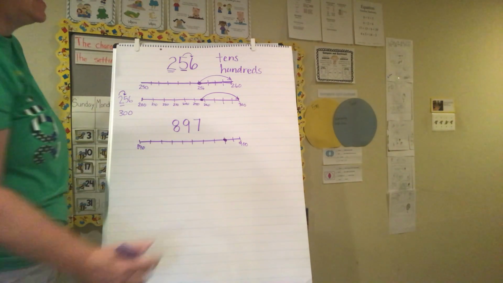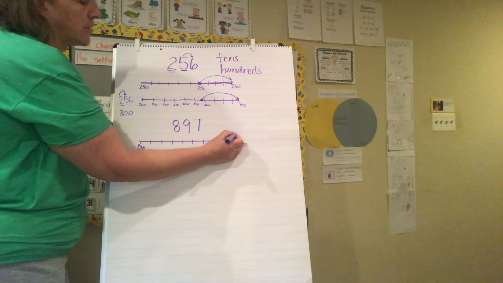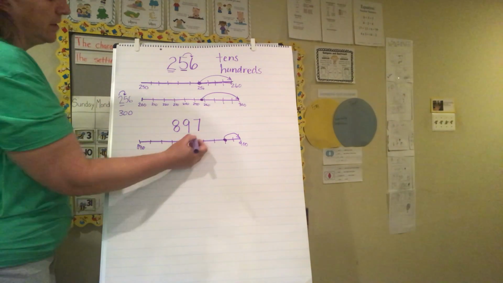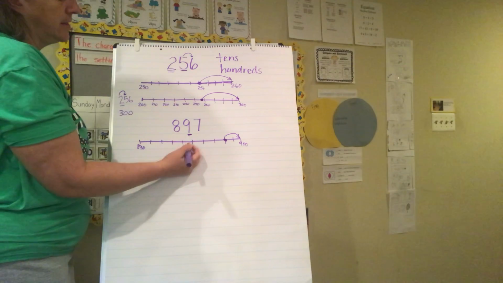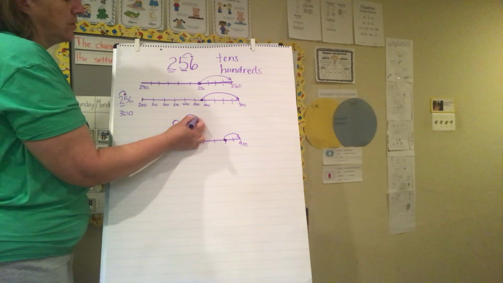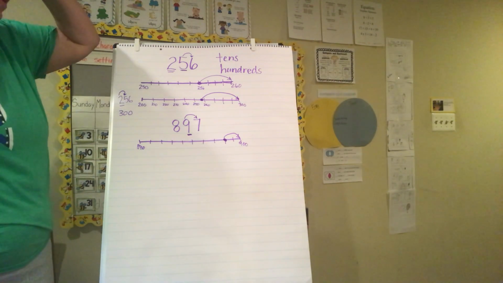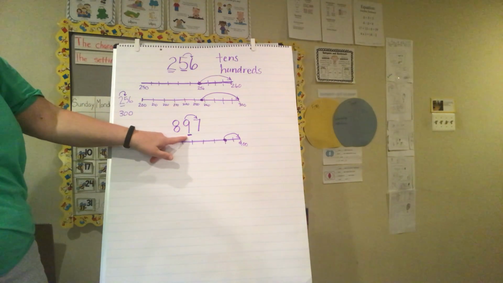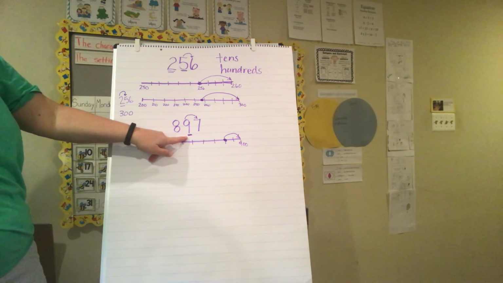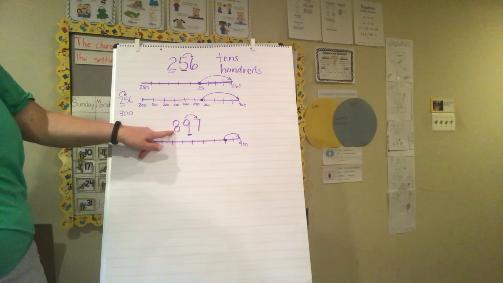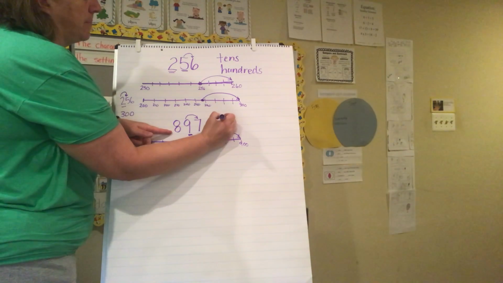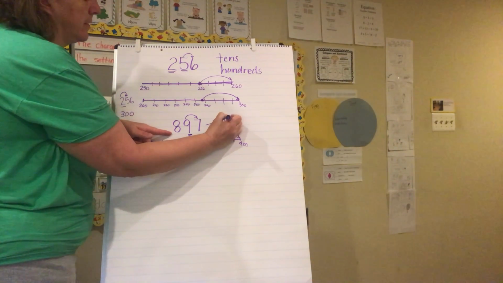So what 10 is it closest to? It's closest to 900. If I'm looking at my rule, I'm rounding to the tens place, so my eyes go to the ones place. The 7 in the ones place tells me to give it a shove. If I give 9 a shove, I have 10. 10 tens is 100. So I know that this would round up to 900.